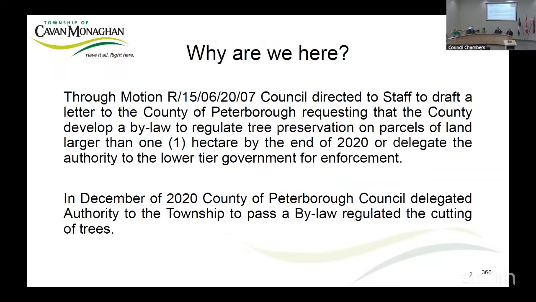Going back to the beginning, one of the questions we heard is why are we doing this? We've had a number of iterations that have come before council to get some kind of tree protection bylaw in place. More recently, in December of 2020, Peterborough County did delegate the authority for the township to pass a bylaw regulating the cutting of trees.